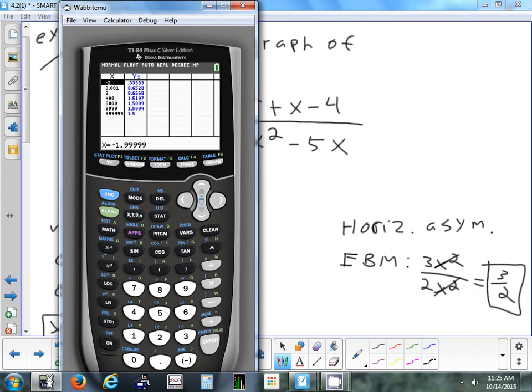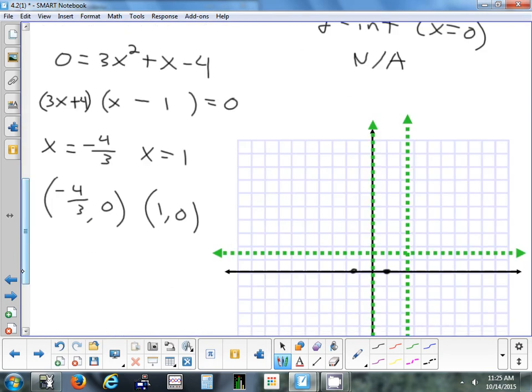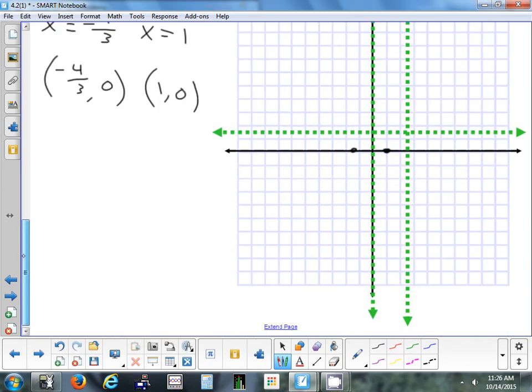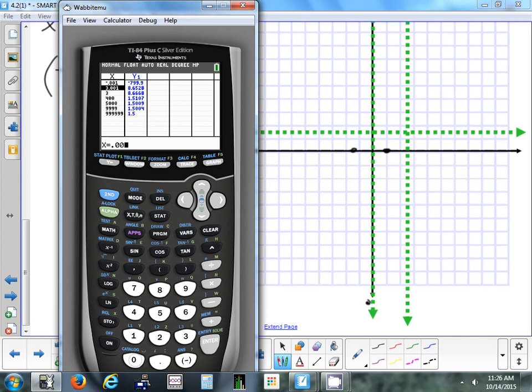Okay, Devin, what would be a value just to the left of 0? 0.0001. That'd be good for the right. Okay, we can use that other value in a minute. So if you go just to the left of 0, you're heading towards negative infinity. Right, so you're way down here. Okay, just to the right of 0, positive infinity.